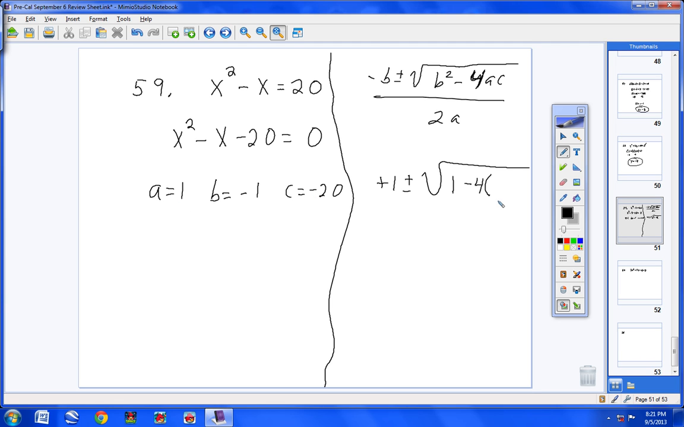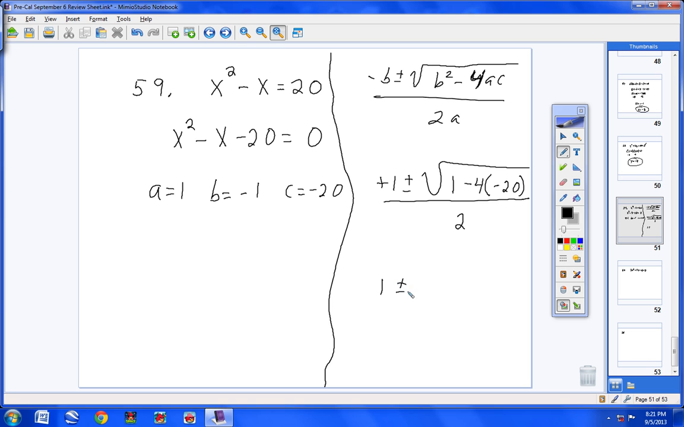1 times negative 20. And that would give you a negative 20. Okay? All over 2 times A. Well, A is 1, so 2 times 1 is 2. Now, inside your radical right here, the number one mistake that students make next is they take 1 minus 4, and that's wrong. You take negative 4 times negative 20. You do your multiplication first, and then add a positive 1.